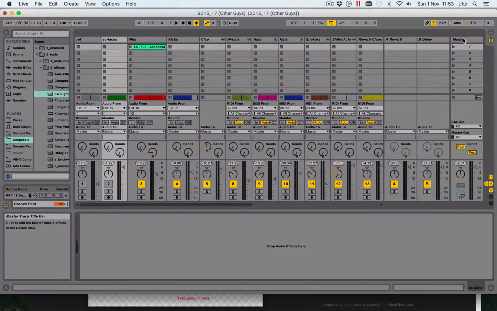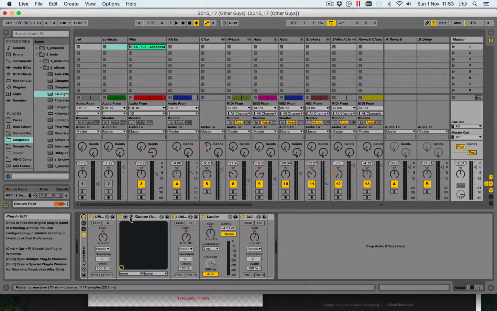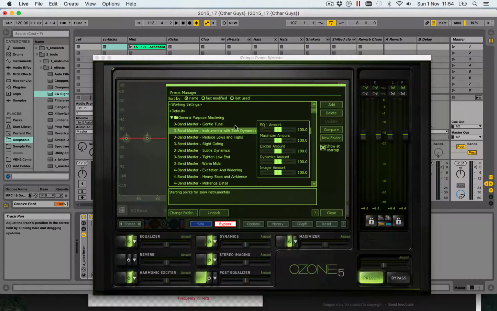So what I do now is, on the master here, when I hit the 1 key, not only does it turn my track on, but it will also activate this mastering chain I have, which is really not that complicated. It's just a utility mixer on the way into an iZotope mastering utility VST, and I think I just used one of the presets in here and tweaked around with it. It looks like it's this 3-band master instrumental with slow dynamics. It sounded good, so I used it.